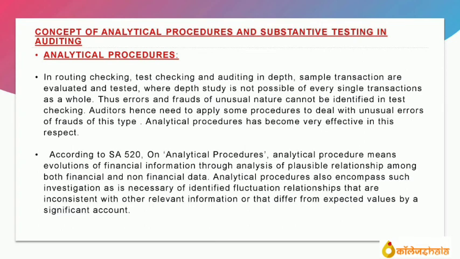So auditors need to apply some procedures to deal with this unusual nature. Let me just make this a bit smaller. Thus errors and frauds of unusual nature cannot be identified in test checking. Auditors hence need to apply some procedures to deal with unusual errors or frauds of this type.